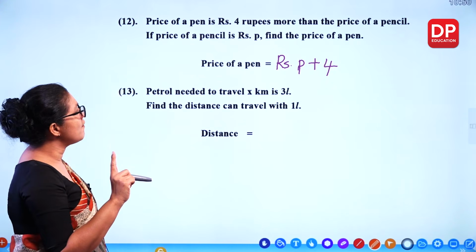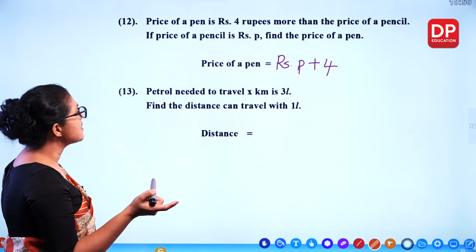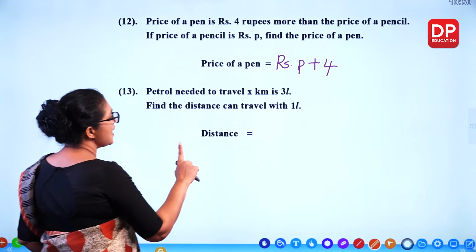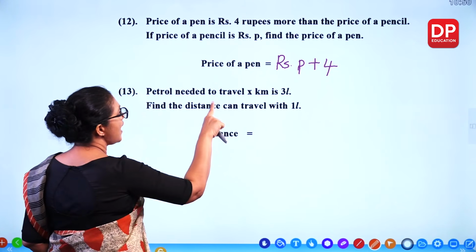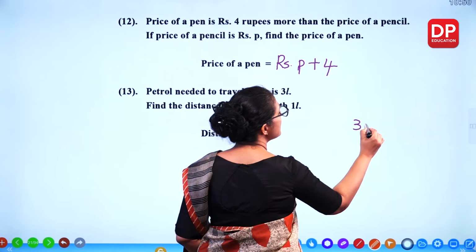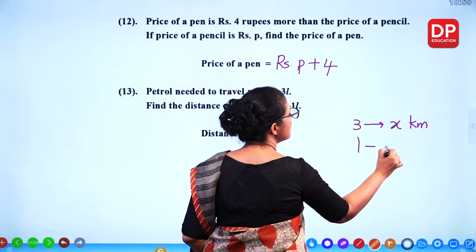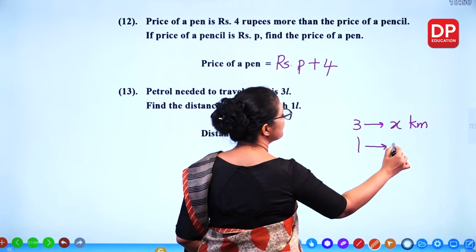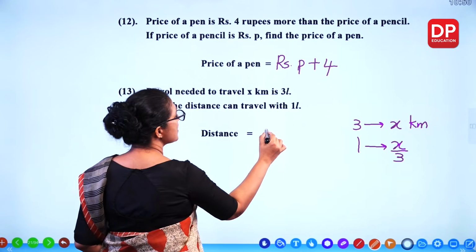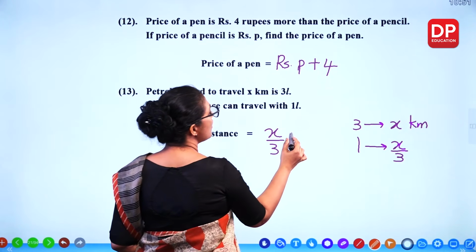Petrol needed to travel x kilometers is 3 liters. Find the distance we can travel with 1 liter. So we can say 3 liters, x kilometers. So we need 1 liter: x divided by 3. So we can say x divided by 3 kilometers.